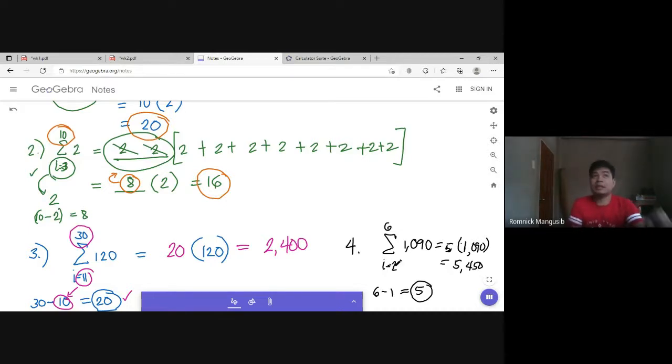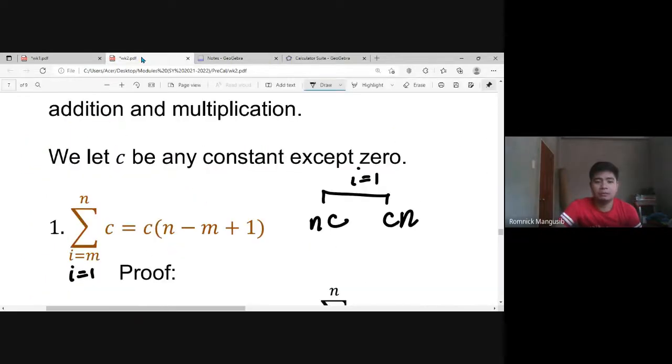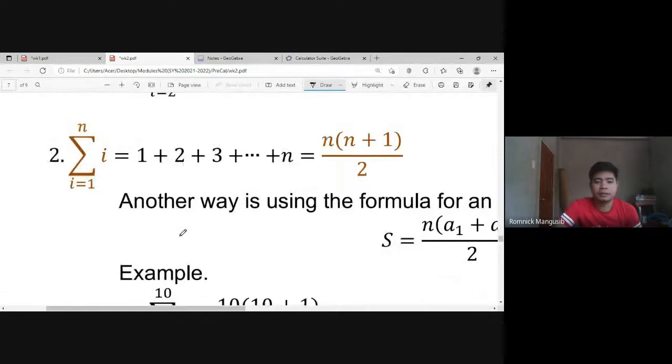Okay? Nag-start ka sa 2. So 2, 3, 4, 5, 6. So 5 na lang. So sa 6, tanggalin mo yung isa, 5. And yeah, 5 times 1,090 is 5,450. Okay? So that is the constant rule. Ang next rule naman is the rule for this.